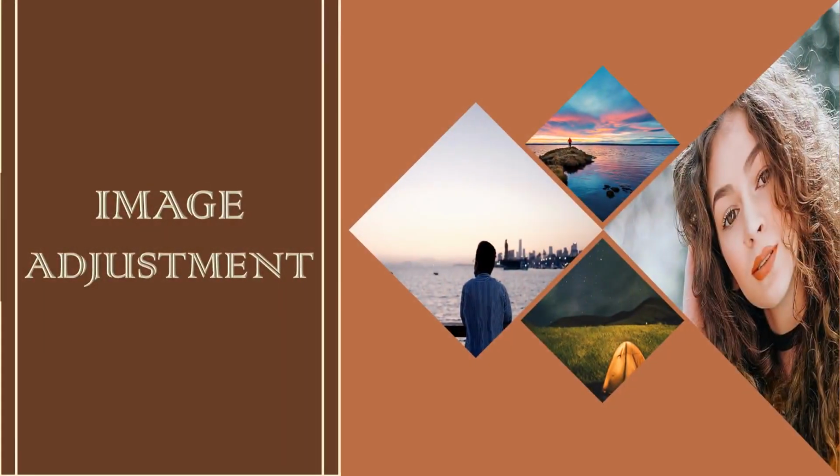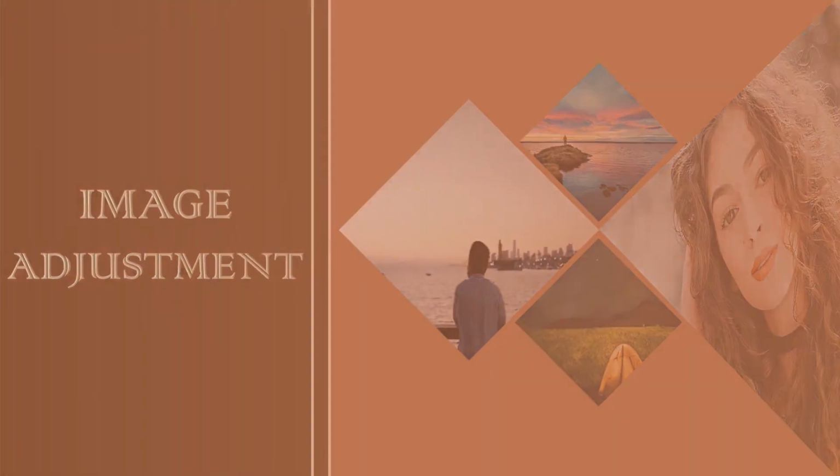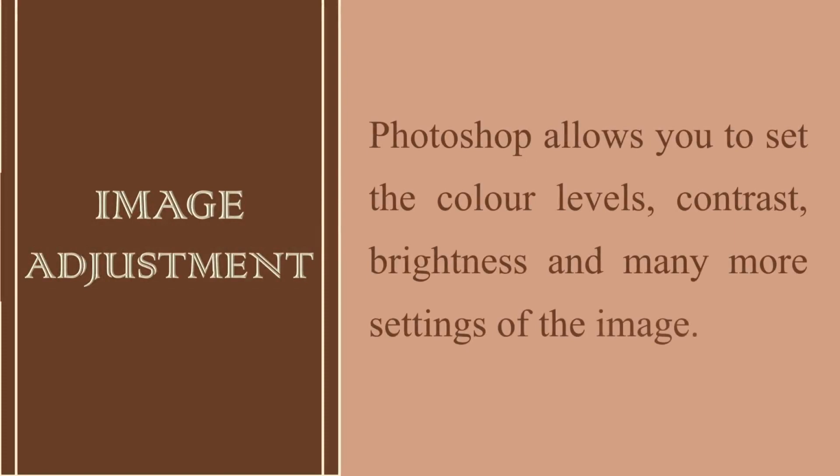Secondly, what we will learn today is image adjustment. That means making some changes in the image, in the colors, in the contrast or brightness of the image. Like you make changes in your television set. You change the colors or brightness of your television. In a similar way, you can change the colors and brightness of your image in Photoshop. Photoshop allows you to set the color levels, contrast, brightness, and many more settings of your image.